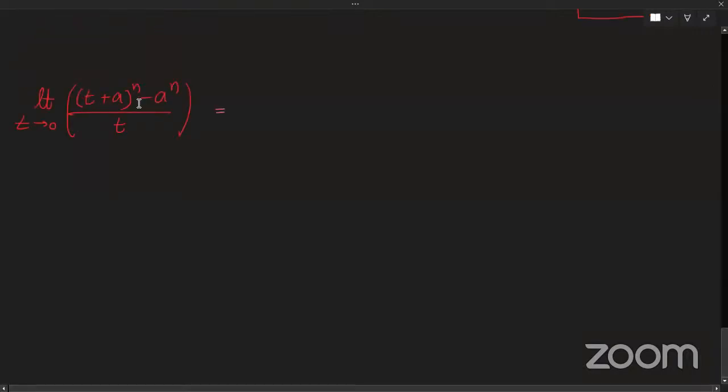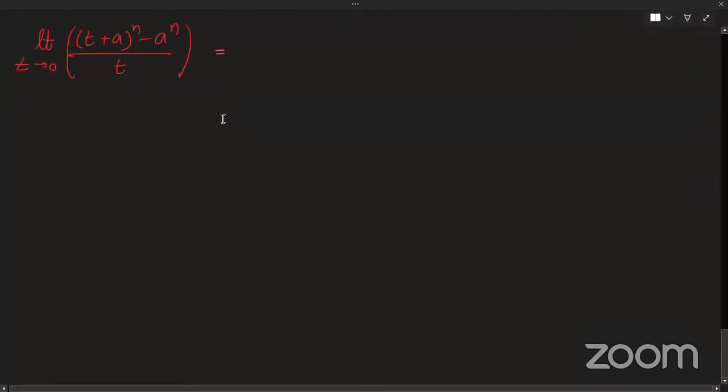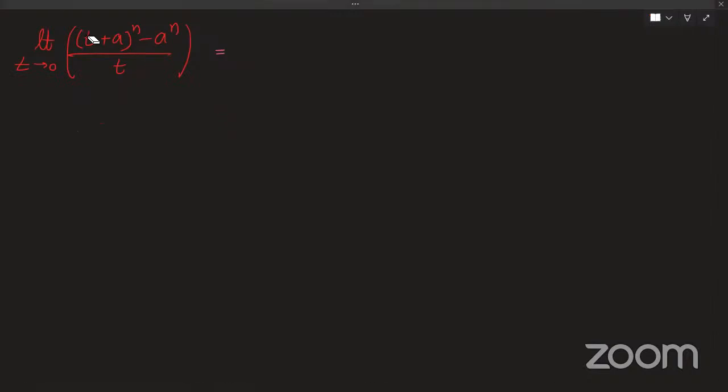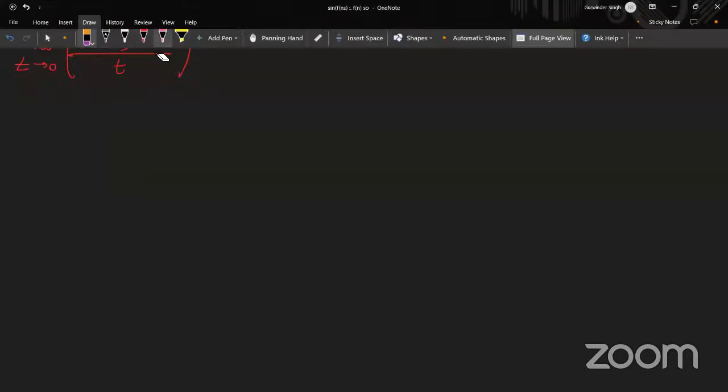Because you substitute t as 0, so a raised to n minus a raised to n, so it will be 0 in the numerator. Same thing in the denominator, it is already 0. So yes, correct, it is 0 by 0. How could we solve this one?